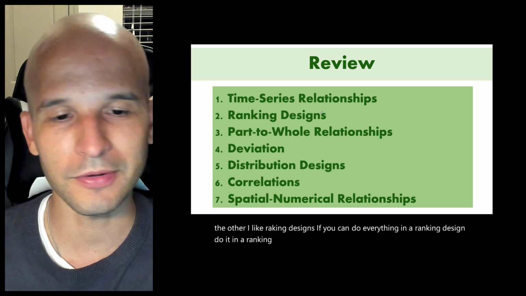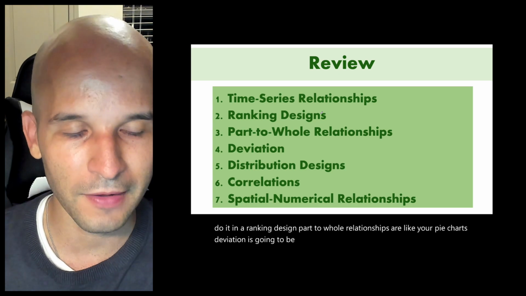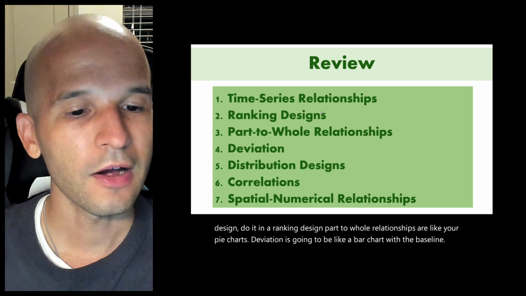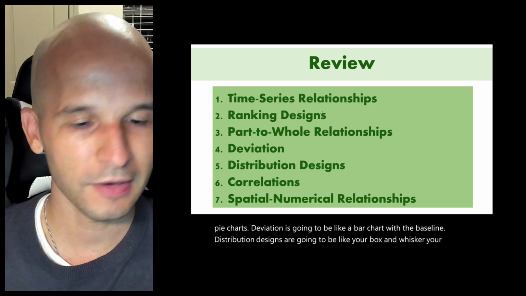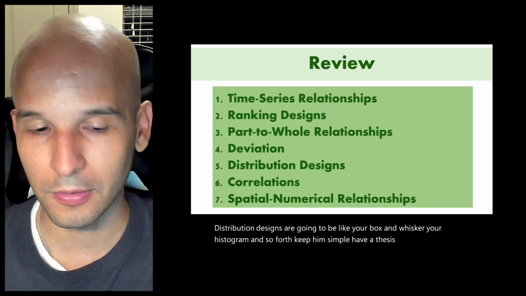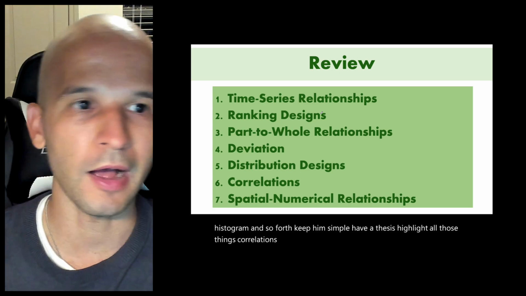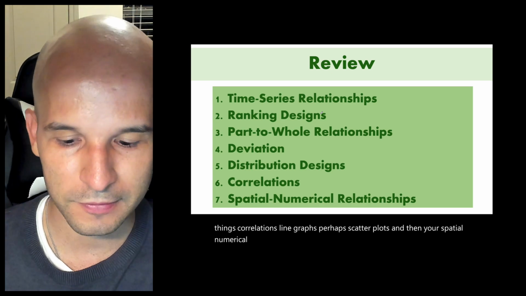Part-to-whole relationships are like your pie charts. Deviation is going to be a bar chart with a baseline. Distribution designs are going to be like your box and whisker, your histogram, and so forth. Keep them simple, have a thesis, highlight, all those things. Correlations, line graphs, perhaps scatter plots, and then your spatial numerical relationships are your heat maps.